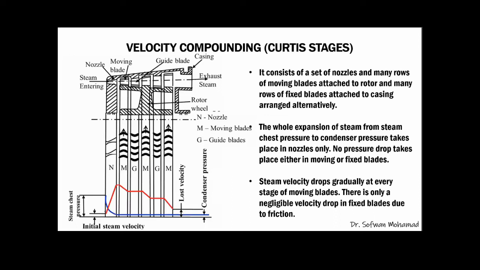So what happens in velocity compounding, also called Curtis stages? We know that in the nozzle the pressure will drop and the velocity will increase, the velocity of the steam and the pressure of the steam. And then in the blade, we can see here, across the blade or across the stages, the pressure remains constant.